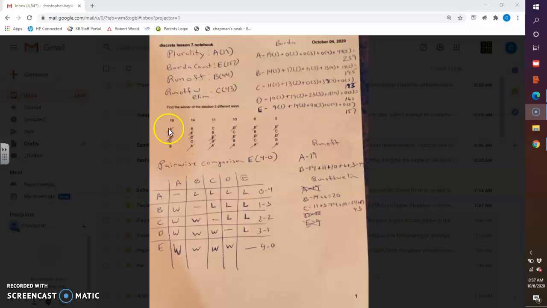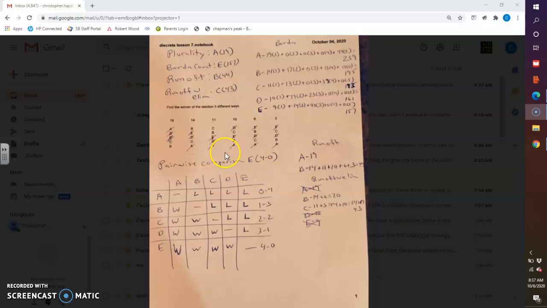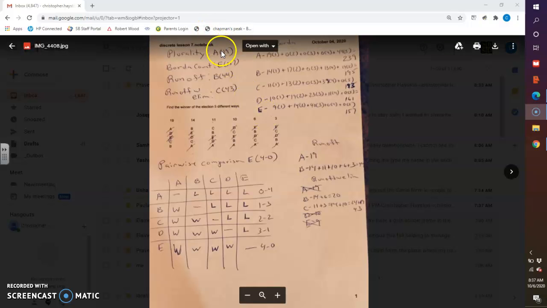Now, when we do plurality, that's just first place votes. So I'm going to take everyone's first place votes, and I actually can write it down for runoff with elimination if I wanted to as well. A has 19 votes, B has 14, C is 11, D is 10, and E in these two columns has a combination of 9. So A has the most first place votes with 19. So the plurality winner is A, 19, and you do have to put that score in the parentheses.